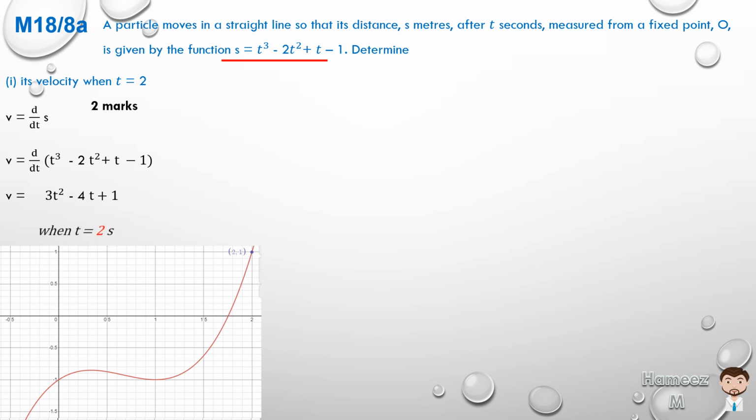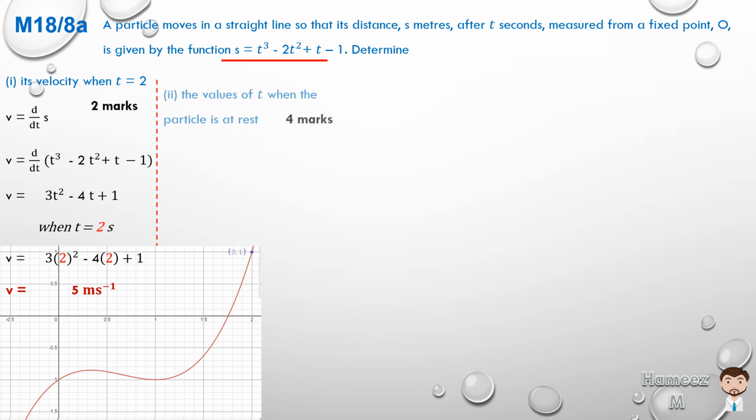And when t is equal to 2 seconds, because that's what part 1 is asking us, we can substitute. So v is equal to 3 by 2 squared minus 4 by 2 plus 1. 2 2s are 4, 3 fours are 12, 12 minus 8 is 4, 4 plus 1 is 5 meters per second. So at the time t, which is 2 seconds, the velocity v is 5 meters per second.